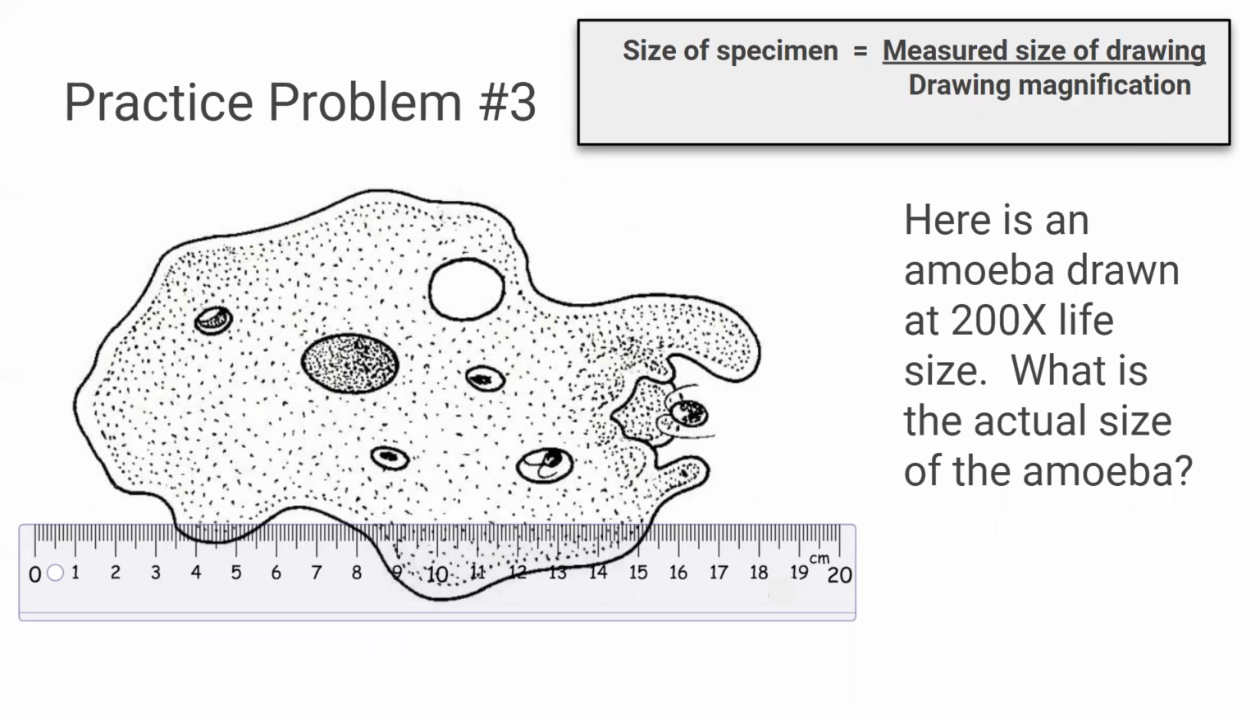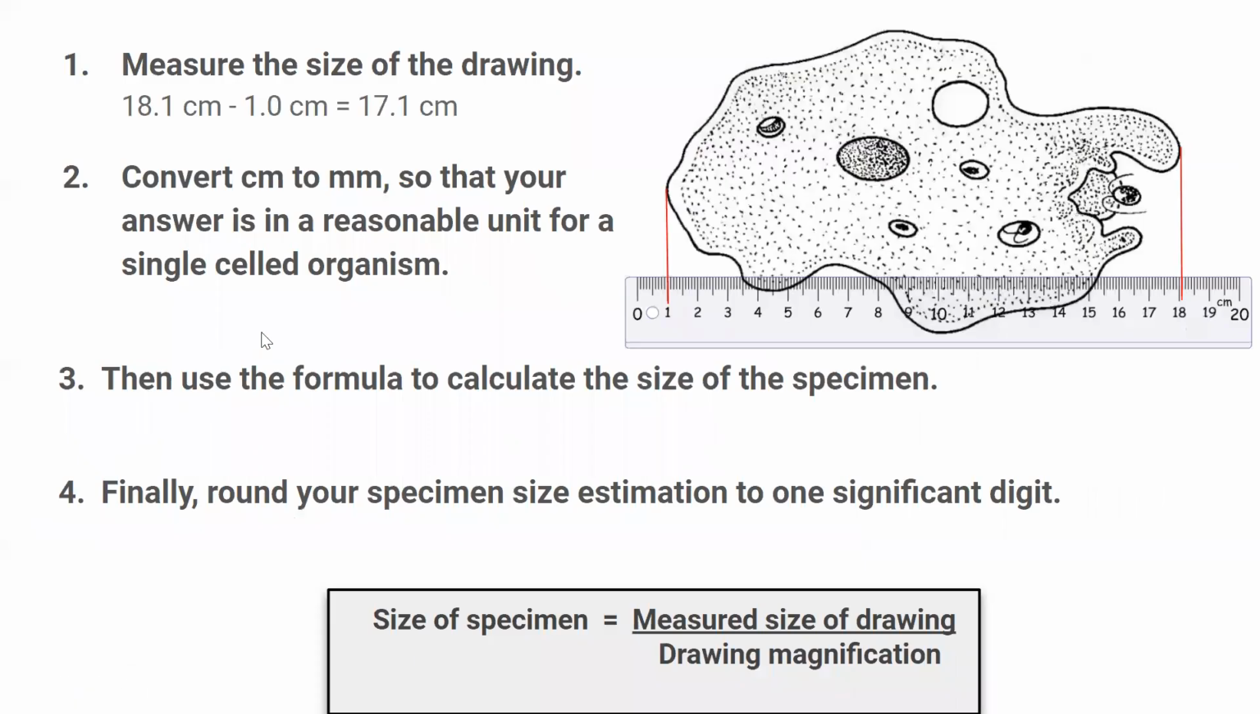All right, we got one answer. Want to dispute that answer? I said 18. It's 17. Thank you. 18 minus 1. Yeah, let's do that. Okay, good. So our measured size of the drawing, I put 17.1, that's fine. 17 is good. 17 centimeters.